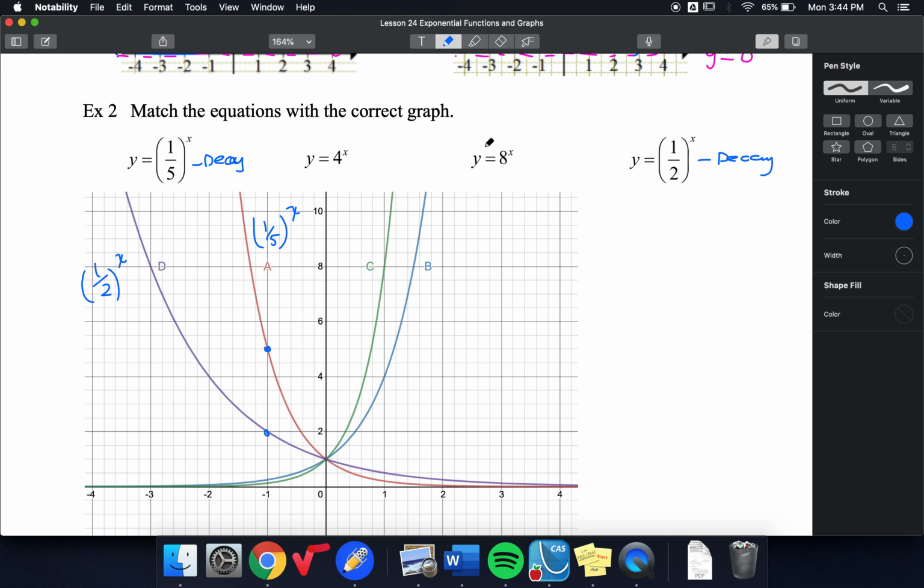Similarly, in these growth functions, this one is going to grow more rapidly than this one. So C must be my 8 to the x, and B must be 4 to the x. I can check that with 1. I see I've got the point (1, 4), and at 1 I have the y value of 8, so that matches with my 8 to the x, and the other matches with my 4 to the x.